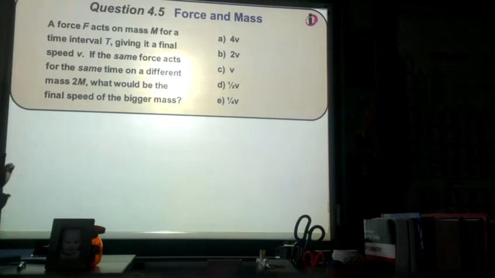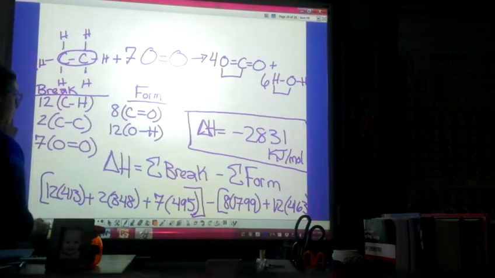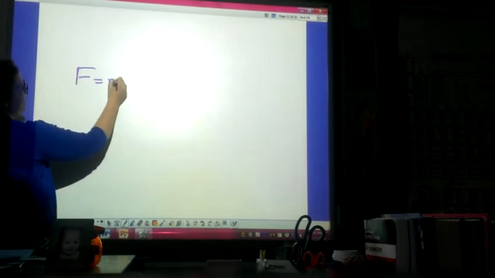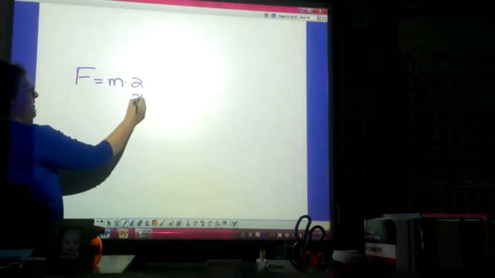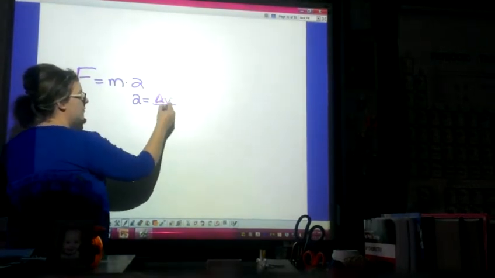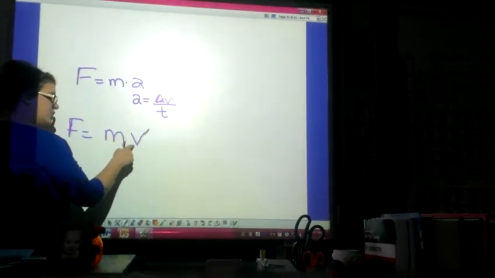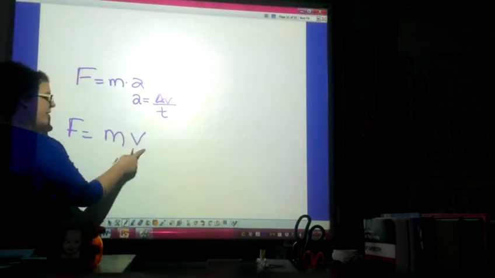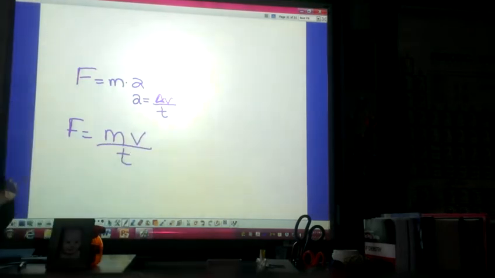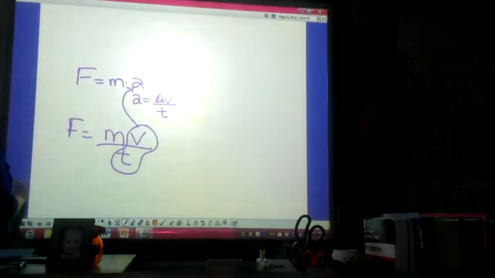So ultimately, I know that velocity and time are related to acceleration. I know force is equal to mass times acceleration, and I know that acceleration is also equal to a change in velocity over time. So really, force is equal to mass times this change in velocity. Let's assume it started at rest and then had a final speed v over time.